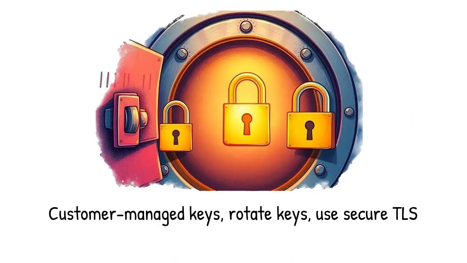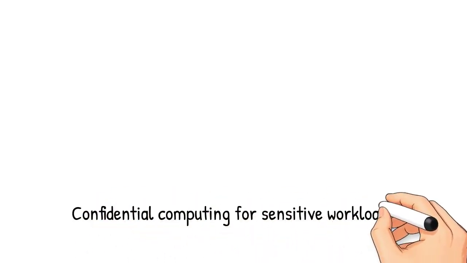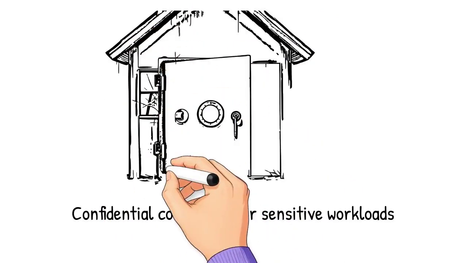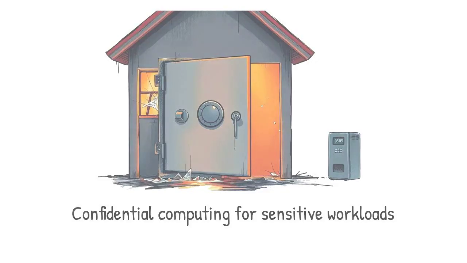Use HSMs for high-security workloads. Use envelope encryption for layered protection. Use confidential computing for sensitive workloads. Azure, GCP. Analogy: even if someone breaks into your house, they shouldn't be able to open your safe.